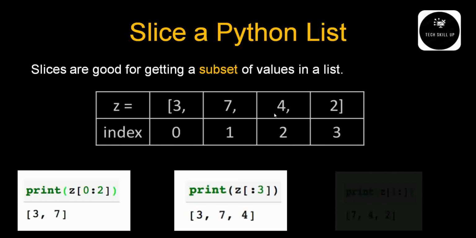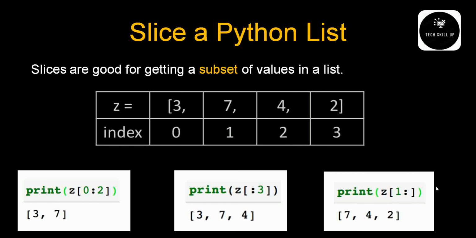Then see one more example. Now in this example, we are provided the starting index but we are not provided the ending range. What is the meaning of that? It will start from index 1 and it will end at the last element. That's why we will get 7, 4, 2.